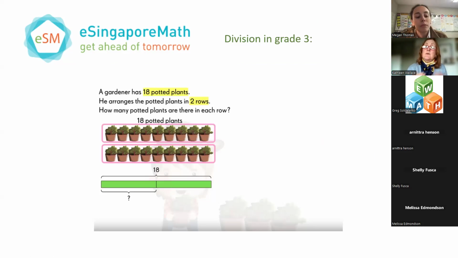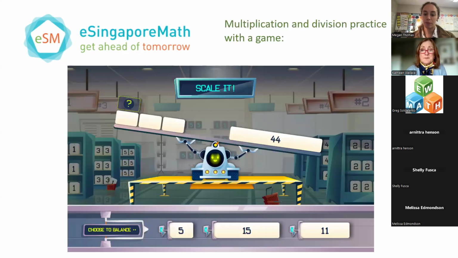Same idea. We move from the pictorial into the abstract. So we have 18 potted plants. Those plants are represented at first, and for the children who need to, they can just count the potted plants. We have 2 rows. How many are in each row? And you see the pictorial made a little more abstract with the bar model. And of course, we have another game to go with the multiplication and division.